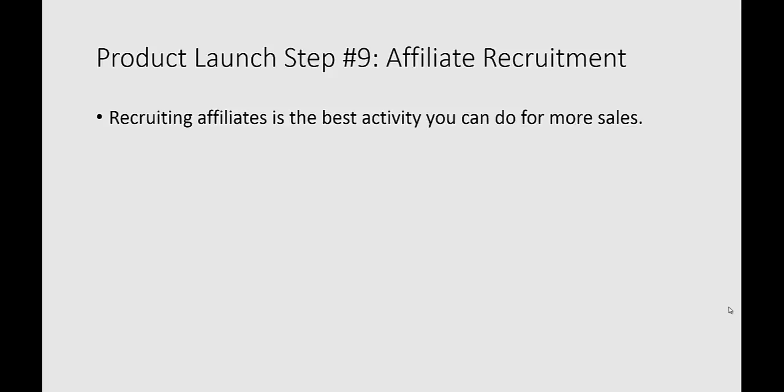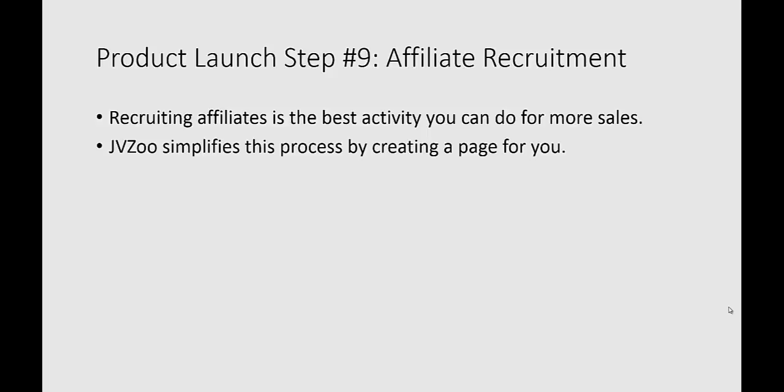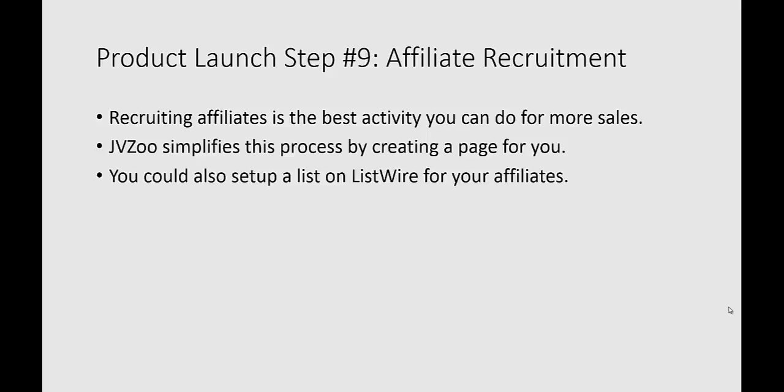This is quite possibly, besides learning how to be a good copywriter, one of the best activities you can do for more sales. JVZoo really does simplify this process by creating a page for you where you can send potential affiliates to get them signed up and interested in promoting your product. So this is a very good activity because the more affiliates you have on board, the more traffic you're going to get, the more sales, and the more potential targeted visitors.